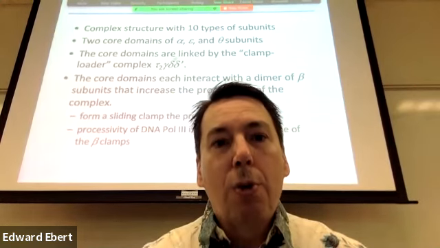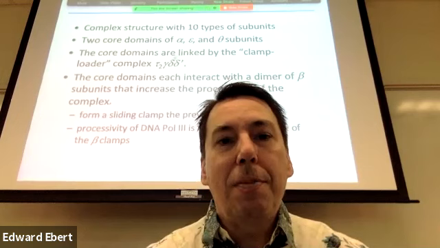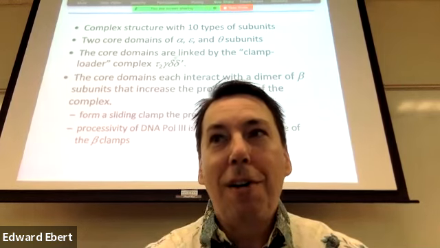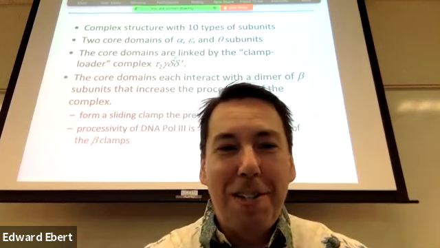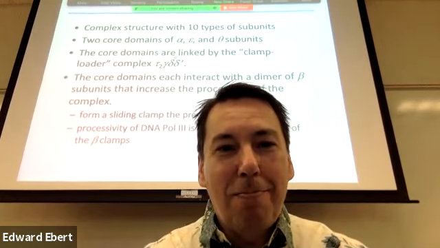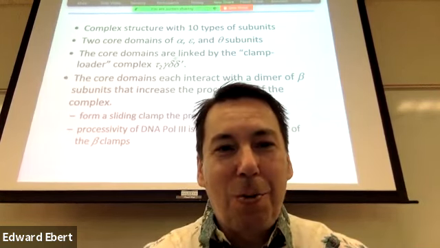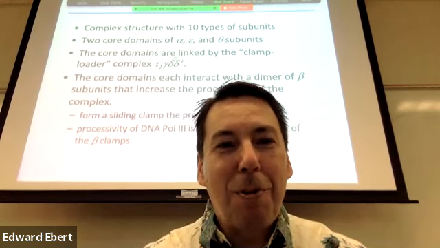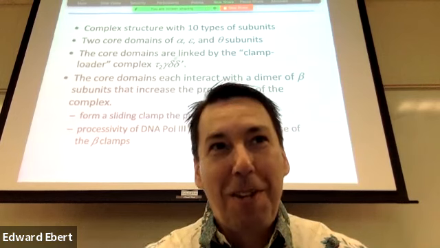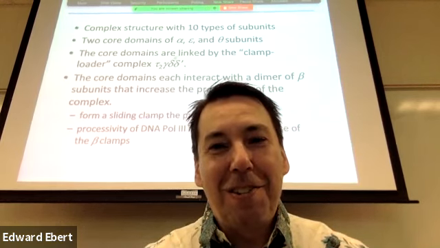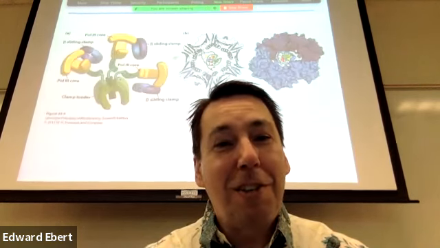Polymerase 3, really complex. It's got 10 subunits. And keep in mind, this is an E. coli. When we start talking about eukaryotes, ooh, crazy. All right. I love this. The core domains are linked by the clamp loader complex tau2 gamma delta delta prime. That's just indicating the units that are involved in there. And we're not going to sweat that too much.